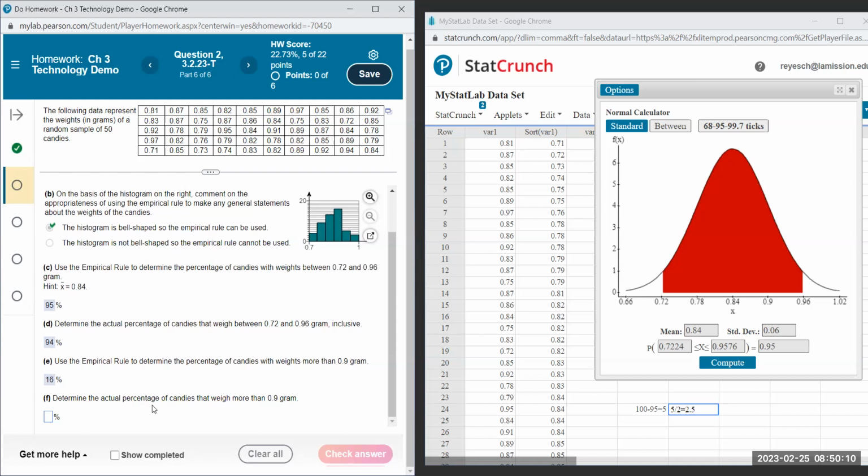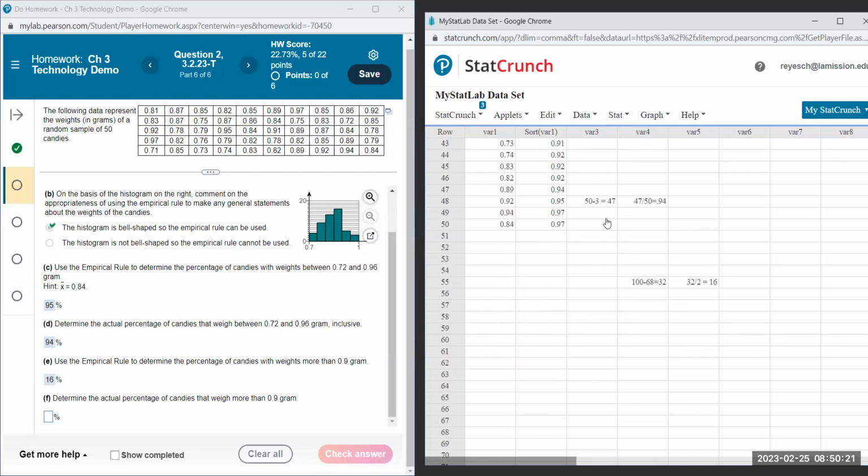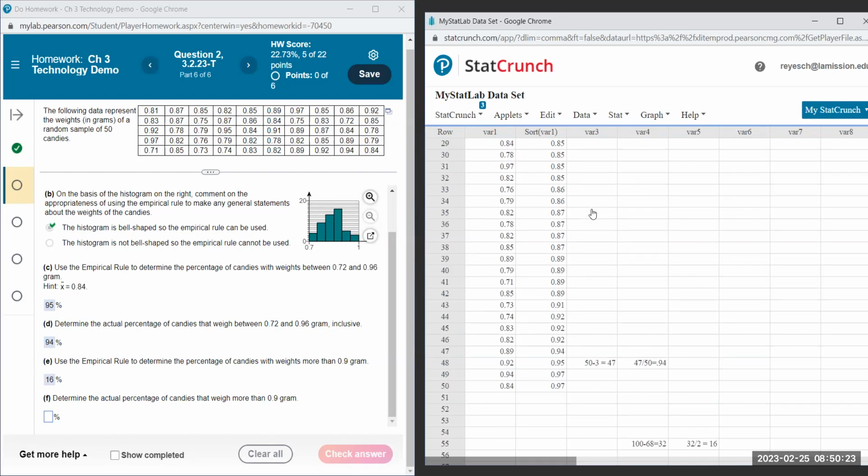Now we're going to determine the actual percent that weighed more than 0.9. So let me close this, put it away for a minute. Since it's already in order, it just said more than 0.9, so I just have to scroll down to the bottom and count how many were more than 0.9. In my case, it was these: 1, 2, 3, 4, 5, 6, 7, 8. So in my case, 8 out of the 50 weighed more than 0.9.